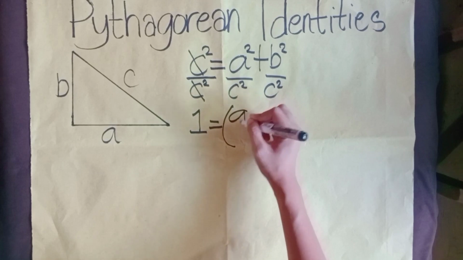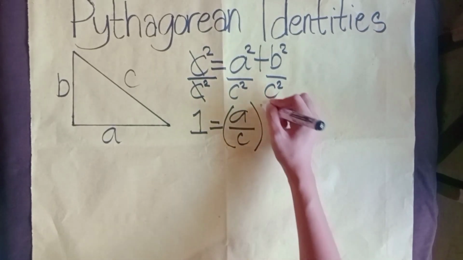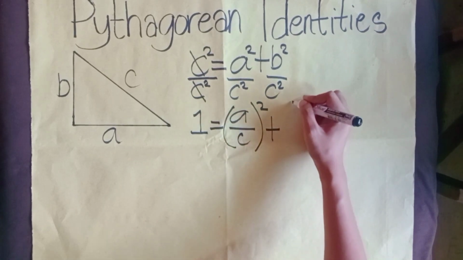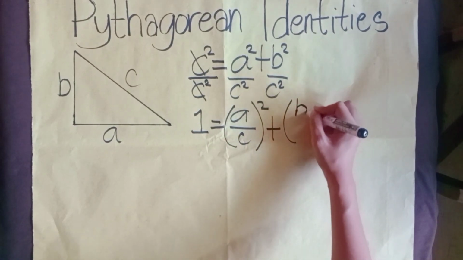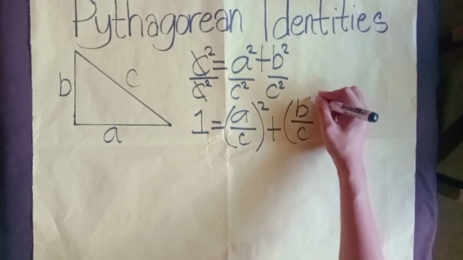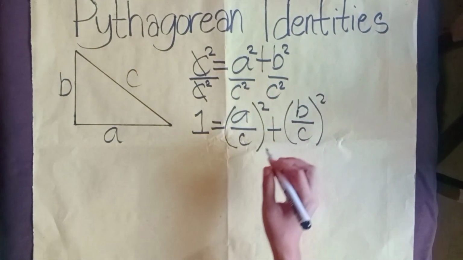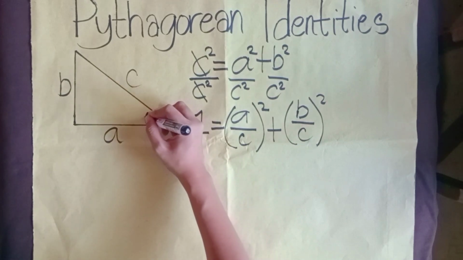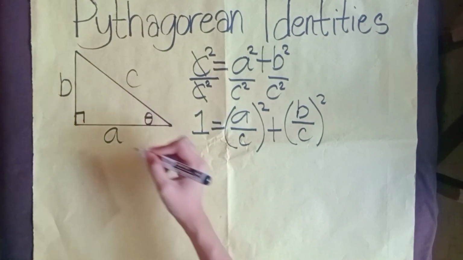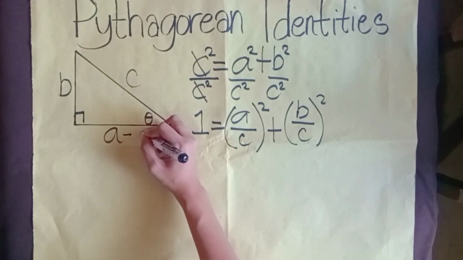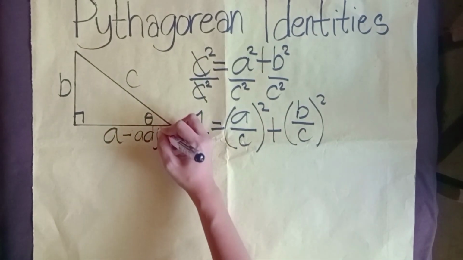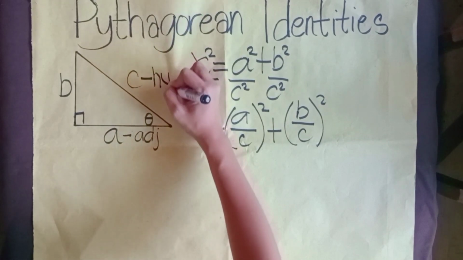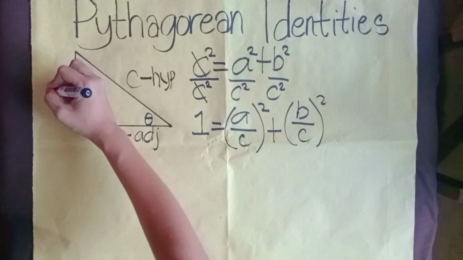we factor this out by A over C raised to the square, plus B over C raised to the square. So from the 6 trigonometric functions, suppose this is our reference angle, which is theta, and this is 90 degrees. So this A is adjacent, this C is hypotenuse, and this B is opposite.